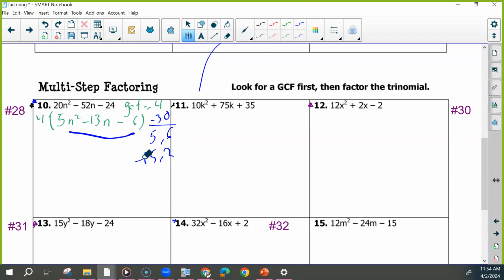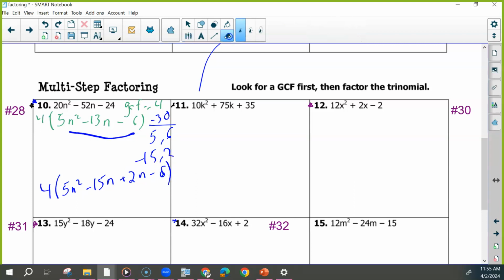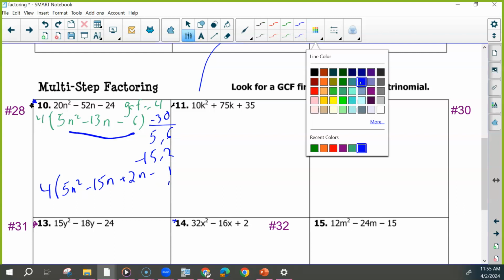So let's rewrite those. Keep bringing down that 4. That was supposed to be 6. I will be so happy when the smart board gets fixed.